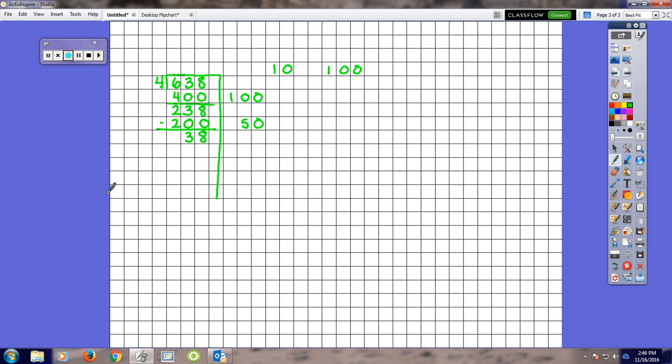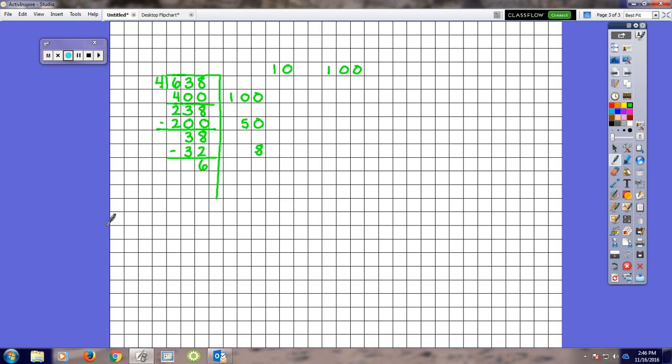Okay, well, 4 times 10 is 40. So that's not going to work. So I have to think of a number less than 10 that goes into 38. So if I think about my multiplication and division facts, 32 divided by 4 is 8. So I'm going to put an 8 over here and multiply it out. 4 times 8 is 32. I'm going to subtract. I have 6.